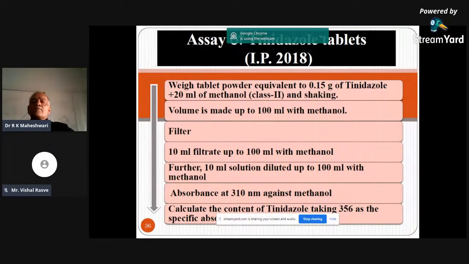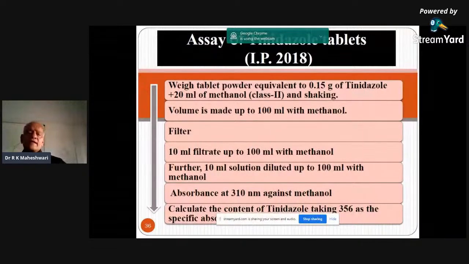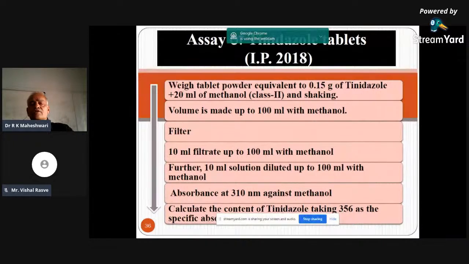So what you have done? 0.15 gram equivalent tablet powder, and the solution was made up to 100 ml with methanol, a class 2 solvent. Filter to remove water insoluble tablet excipients. Now 10 ml filtrate is taken and diluted up to 100 ml with methanol. Further 10 ml solution is diluted up to 100 ml with methanol. Then absorbance is taken at 310 nm against methanol. Then calculation is done using 356 as the specific absorbance, E1% 1 cm value.